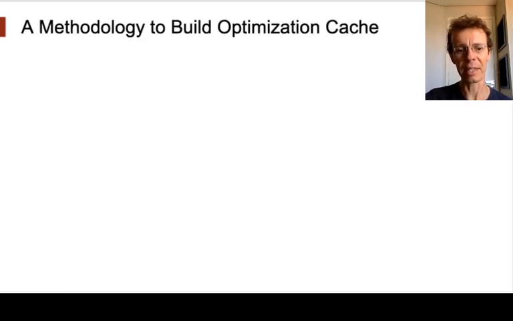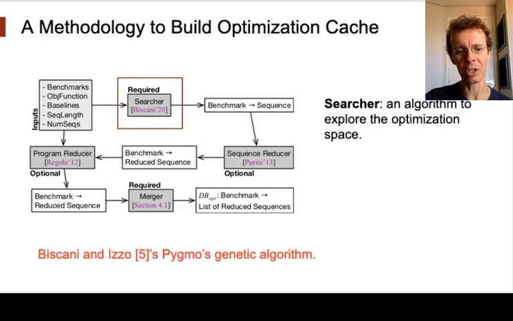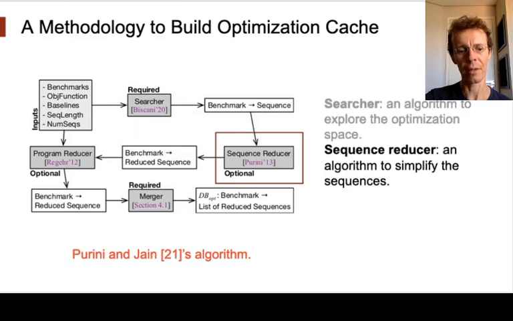In our study, we developed a methodology to build optimization caches. This methodology is parameterized by different tools, which are previous work. The searcher explores the optimization space to find, for each program in the training set, optimization sequences that are good for it. The sequence reducer simplifies the sequences, removing the passes that do not contribute to code size reduction.